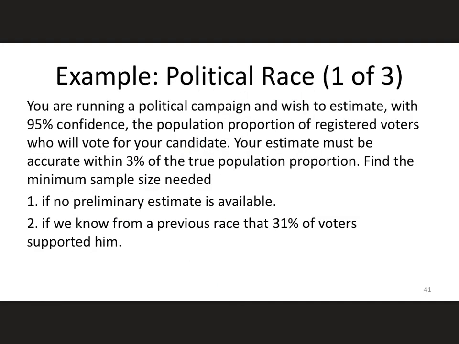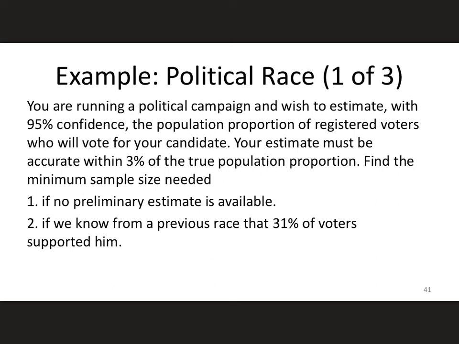So you're running a political campaign and wish to estimate with 95% confidence the population proportion of registered voters who will vote for your candidate. Your estimate must be accurate within 3% of the true population proportion. Find the minimum sample size needed. The first way is if no preliminary estimate is available. The second way is if we know from a previous race that 31% of voters supported him.